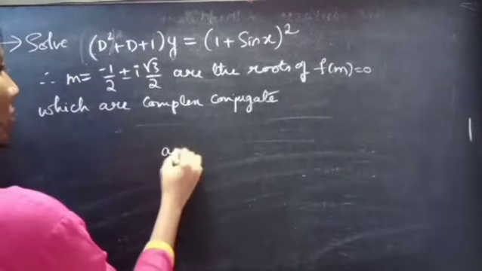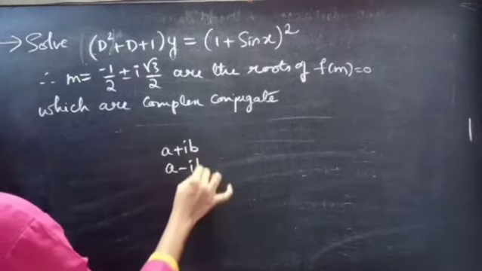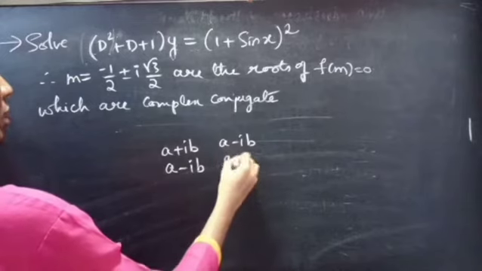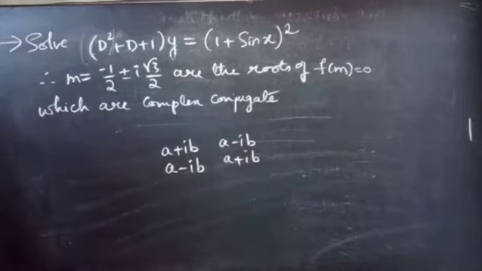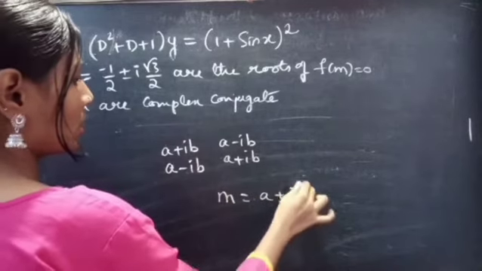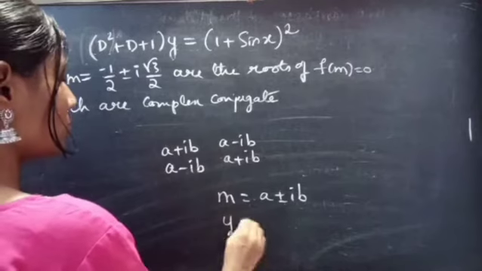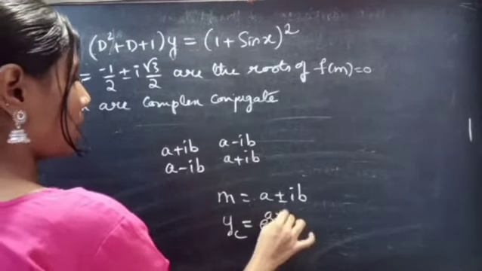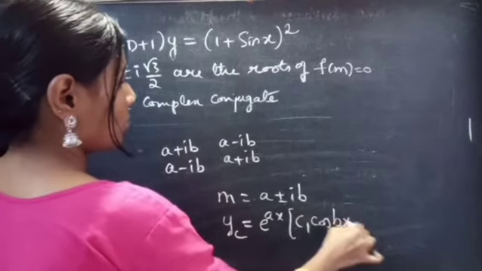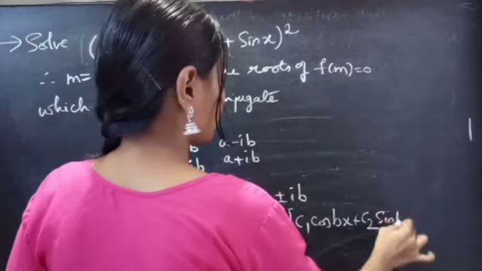If a plus ib is a complex number, then its conjugate is a minus ib. If a minus ib is a complex number, then its conjugate is a plus ib. If we have a pair of complex conjugate roots, then we can write yc as e power ax into one constant into cos bx plus the other constant into sin bx.